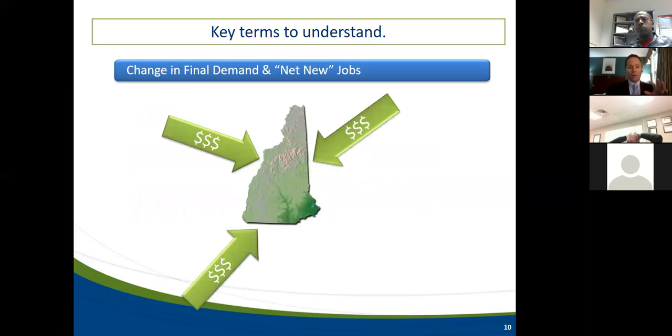We're going to talk a lot about net new. So in the case of New Hampshire, if New Hampshire is our geography of interest, if we want to know what's the impact on New Hampshire, but this can apply if you want to look at just your county or maybe multiple counties, maybe just your region, it applies to the same thing. We first want to look at what are the dollars that are coming from outside New Hampshire into New Hampshire because of your project.